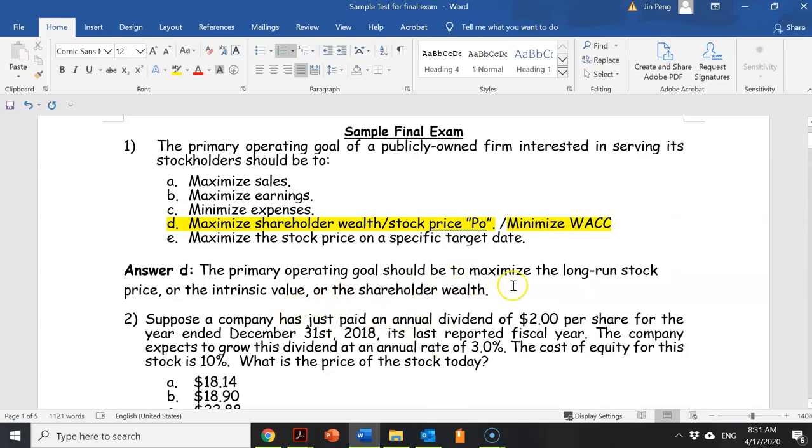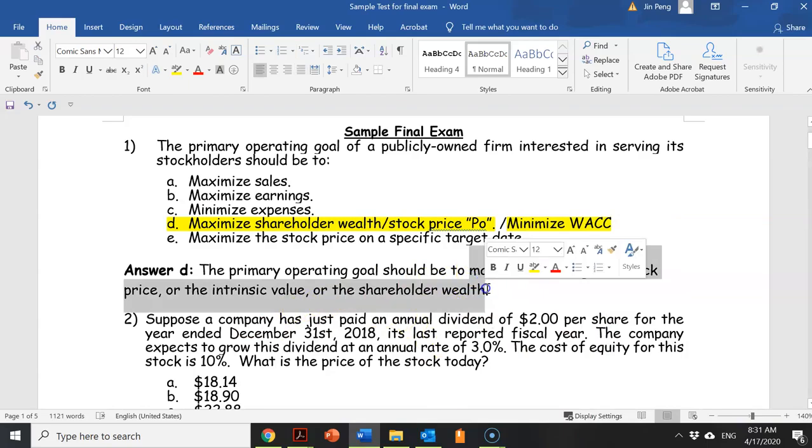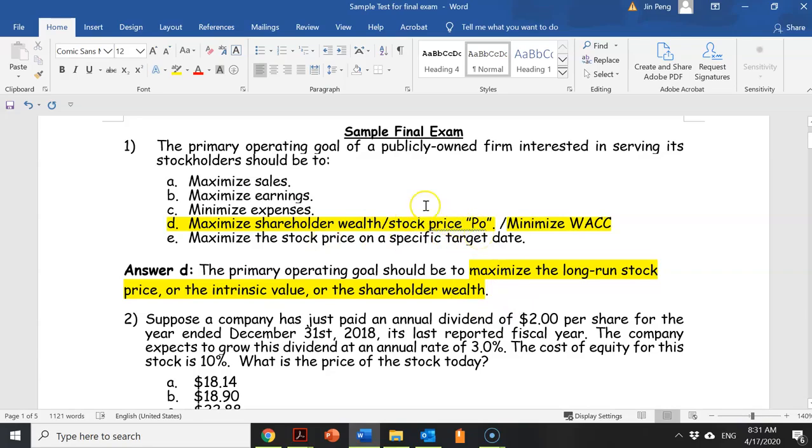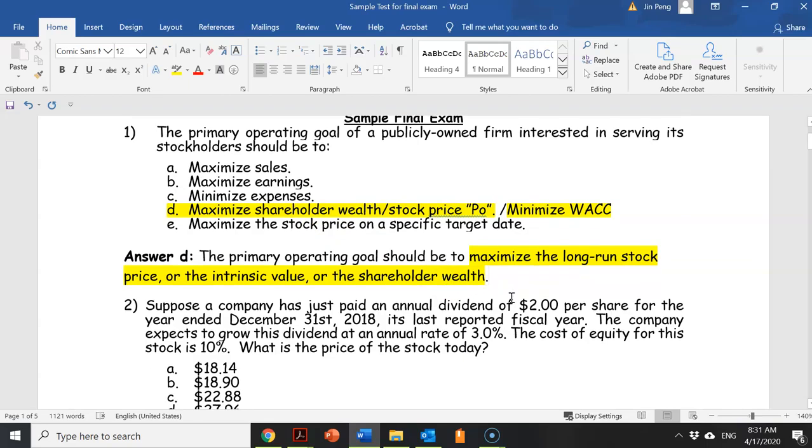Okay. So in other words, we can say our primary goal of a firm is to maximize the long-run stock price, P0, or the intrinsic value, P0, or the shareholder wealth. Okay, there are different ways to say it, but stock price or shareholder wealth is our primary goal, not sales, not earnings, not expenses, not stock price on a specific target date, but the long-term, long-run stock price.